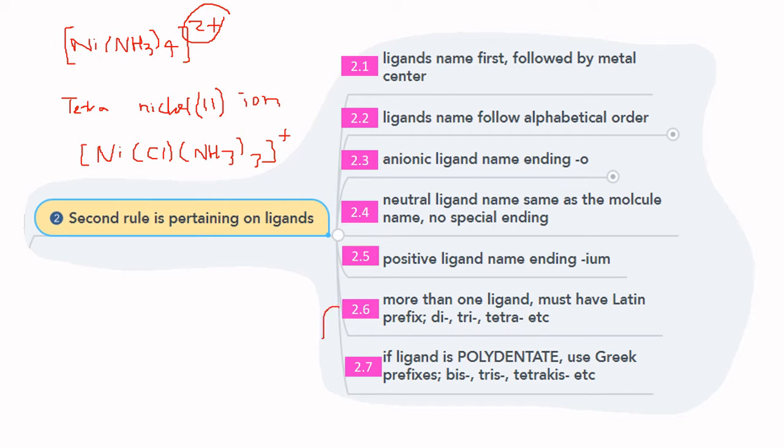After that, there are two more complicated rules, which is 2.6. If you have more than one ligand, you must use Latin prefixes, for example di, tri, tetra, etc. Like just now, if you have 4 ammonia, it becomes tetraamine. Now for rule 2.7, if the ligand is polydentate, you must use Greek prefixes, bis, tris, or tetrakis. For example, if you have ethylene diamine, EN is a bidentate ligand, and its name contains the Latin prefix di, ethylene diamine. So if you have two EN, you must use the Greek prefix, bis ethylene diamine. I will explain this further later on.